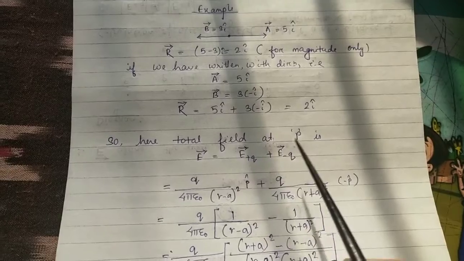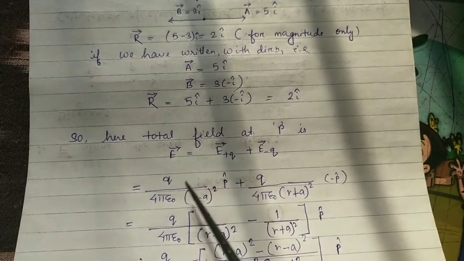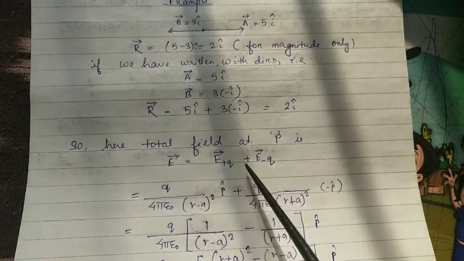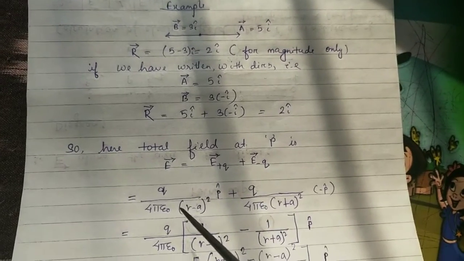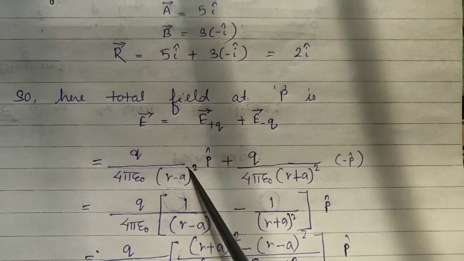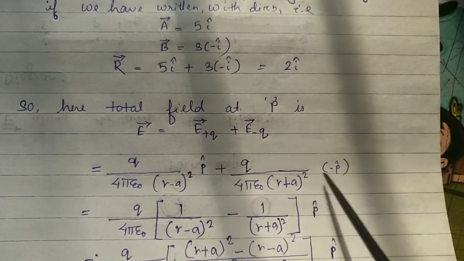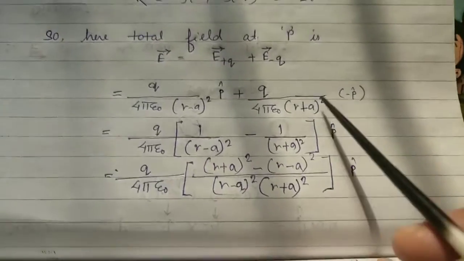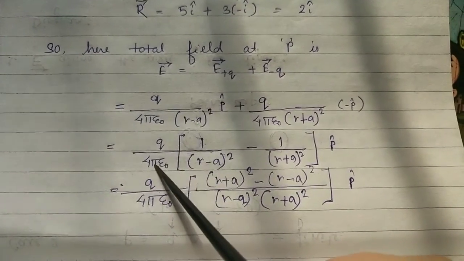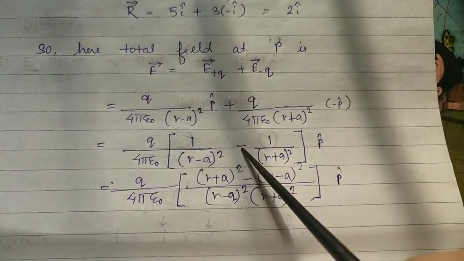So the total field at point P is E equal to E due to plus charge plus E due to minus charge. Plus charge and minus charge I have already mentioned. So it is q by 4 pi epsilon naught r minus a square P cap, same q by 4 pi epsilon naught r plus a square minus P cap. Okay, so here what is common? Q and 4 pi epsilon naught is common and P cap is common. Here the minus sign will come.